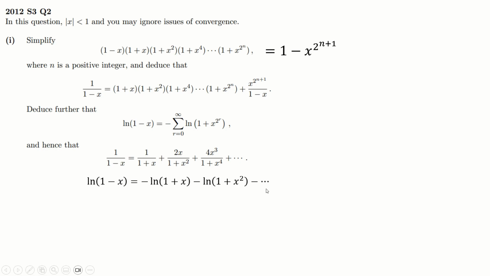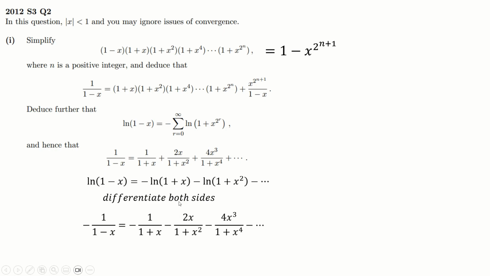If we take that and just differentiate both sides, when you differentiate a log, it becomes this thing with the differential on top, which is just minus 1. And then when you differentiate all of these, the same thing happens, right? And that's where all these derivatives come from. Times everything by minus 1, and we end up with the answer. So that's part 1 of this question done.